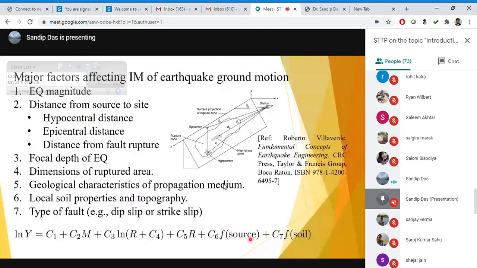You have some terms as a function of the source or a function of the soil. This linear term takes into account the frictional loss of your energy. So without going into much detail, what I'm trying to say is that it captures the physics. That is important, and you always have to remember that an attenuation model captures the physics. If I give you this magnitude, this distance, this type of fault and source mechanism, and this type of soil, then what is my estimate of the intensity measure? Only this particular model can give you that.